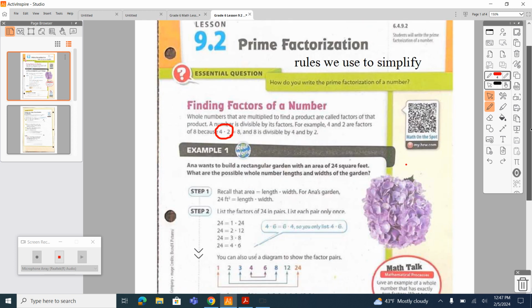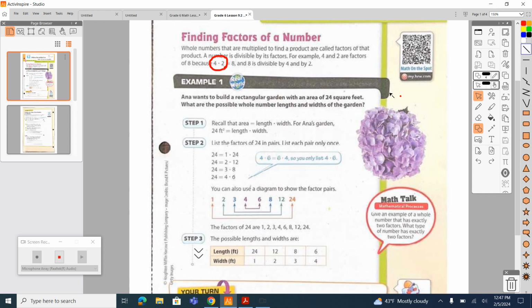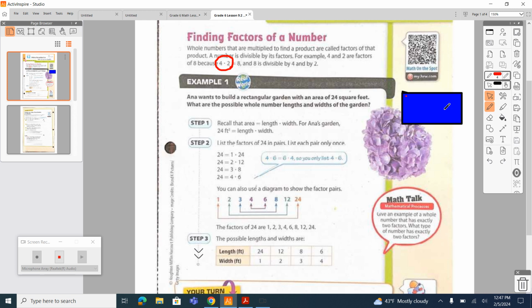Anna wants to build a rectangular garden with an area of 24 square feet. What are the possible whole number lengths and widths of her garden? Hold on, I want to get a rectangle to help you visualize. So there we go. So you might remember, you might not, that your length times your width equals area. So basically two numbers, in this case, that multiply to 24 because she wants an area of 24.